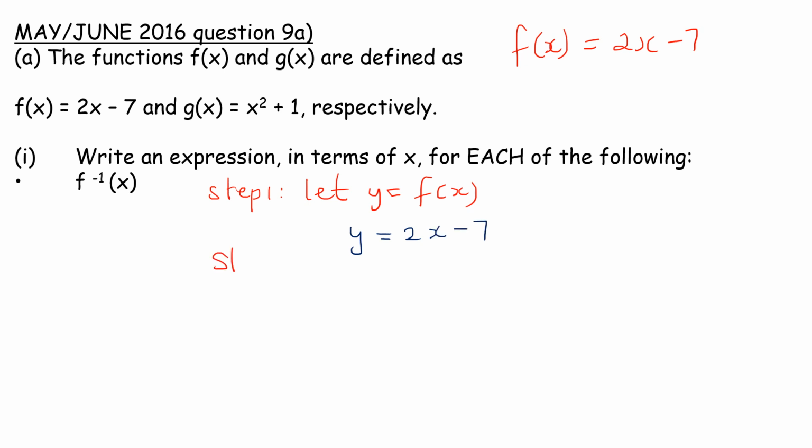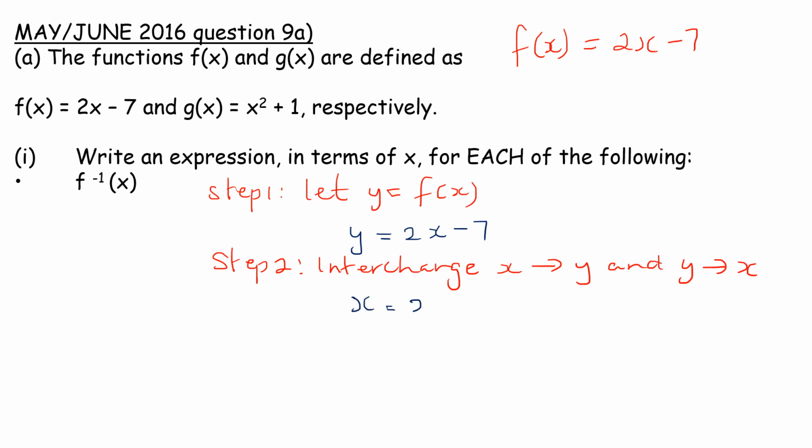Step 2, we're going to interchange x to y and y to x. So wherever you see x, you're going to replace it with y. Wherever you see y, you're going to replace it with x. So we start off with y. We're going to write an x equals 2, it was 2x, it's going to become 2y minus 7.